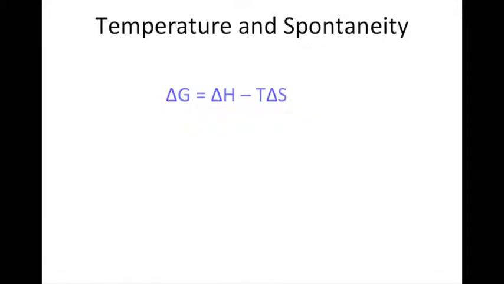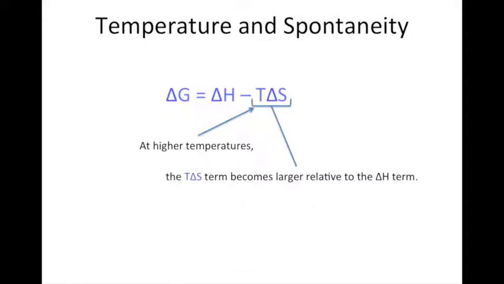So how does that affect delta G? Well, let's look at it again mathematically. At higher temperatures, since we're multiplying the temperature times the entropy change, as this temperature gets bigger, this T delta S term becomes larger and larger relative to our delta H. So at higher temperatures, the entropy term is more likely to be larger than our enthalpy term.